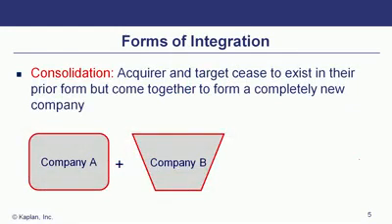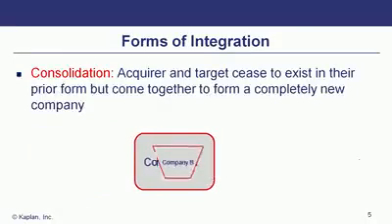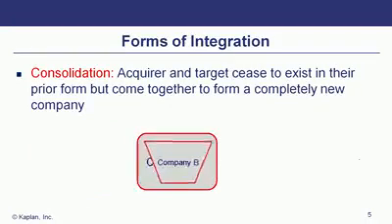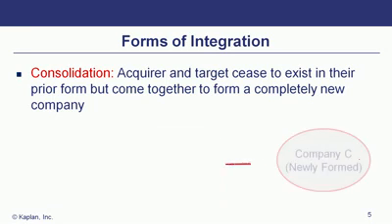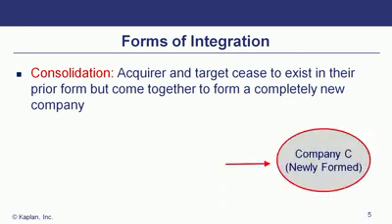Consolidation. So the acquirer and the target both cease to exist in a consolidation merger, and they form a completely new entity. So we have company A, company B. They decide to hole up together, and they essentially both go away. And what we end up with in the end is this new entity that is going to be, in this graphic, company C.